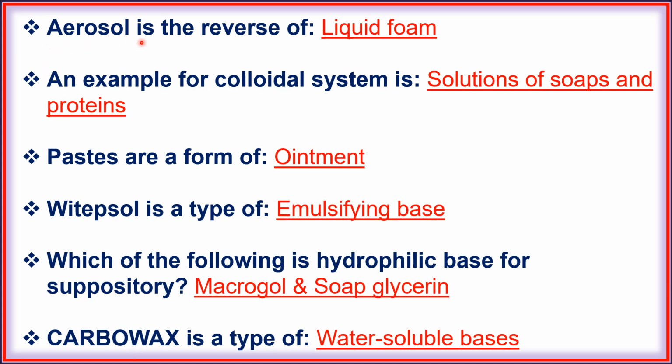Next, aerosol is the reverse of liquid foam. Next, an example of a colloidal system is a solution of soap and proteins. Next, pastes are a form of ointment. Next, white soft paraffin is a type of emulsifying base. Next, which of the following is a hydrophilic base for suppository? That is Macrogol and soft glycerin. Next, Carbowax is a type of water-soluble base.